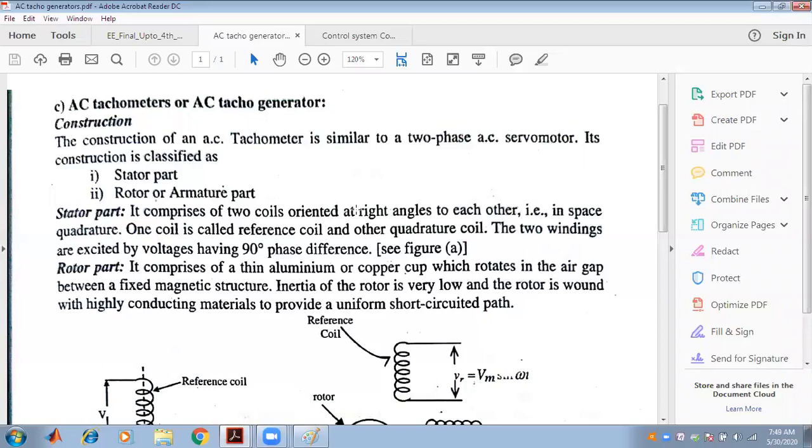The stator part consists of two coils that are oriented at a right angle to each other in space quadrature. One coil is called the reference coil and the other is called the quadrature coil. The two windings are excited by voltages having a 90-degree phase displacement.